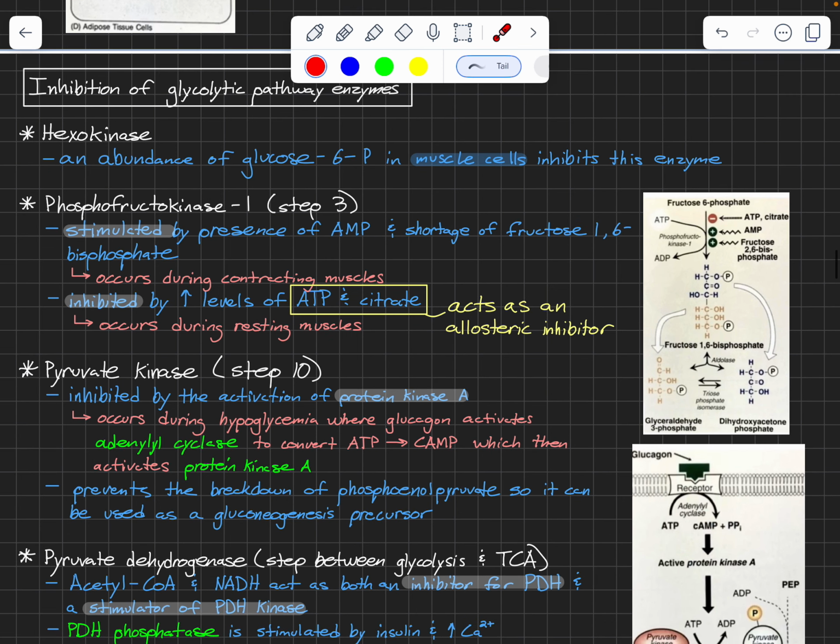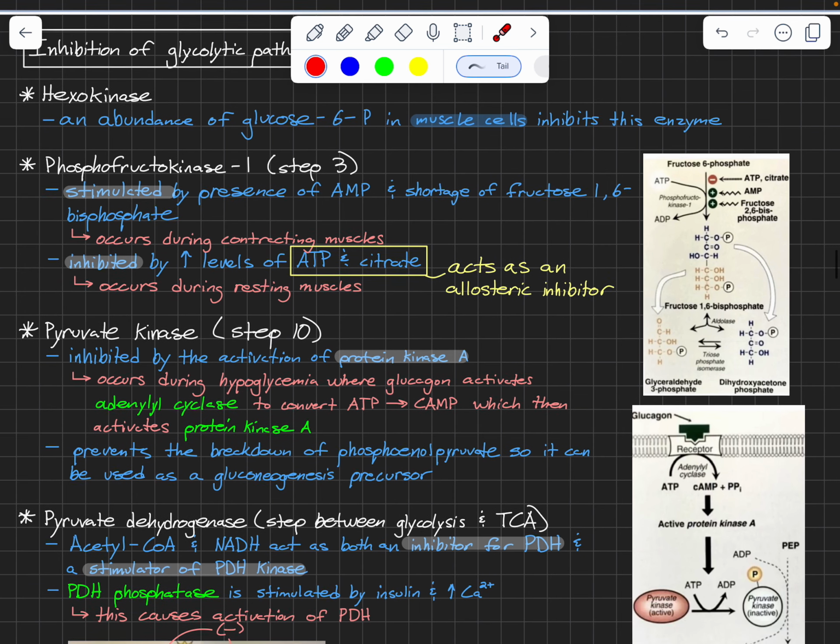So when we talk about hexokinase, again, the conversion of glucose to G6P, an overabundance of glucose 6P in muscle cells is going to inhibit hexokinase, because, again, if we produce a ton of G6P that we're not breaking down into F6P or fructose 1,6 bisphosphate, why do we want to break down any more glucose? So glucose 6P, the overabundance, is just going to come back and shut down hexokinase, so we don't break down any more glucose.